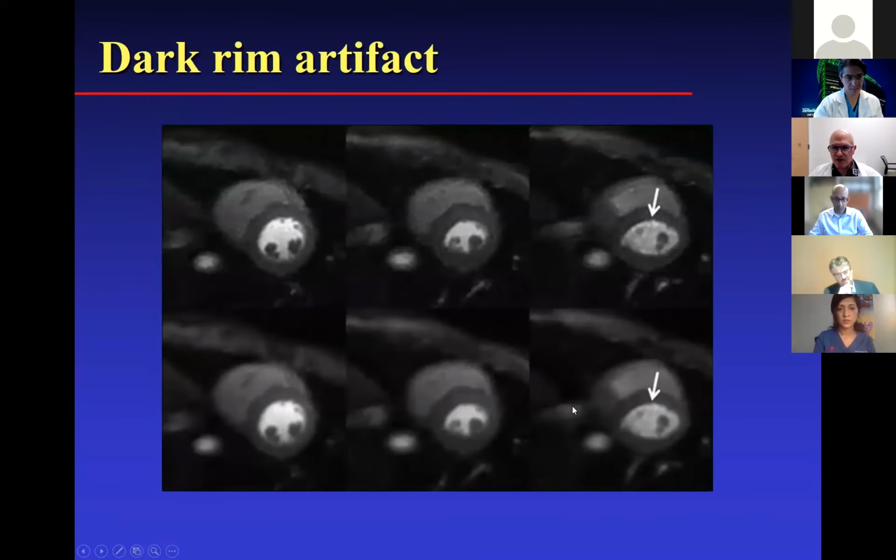Here's an example of a dark rim artifact, very narrow band here along the septum. And generally you can see it at stress and at rest here at the bottom. Seen here again, 1 pixel wide, right at the subendocardial surface. Remember, a perfusion defect is going to go well into the mid-wall.